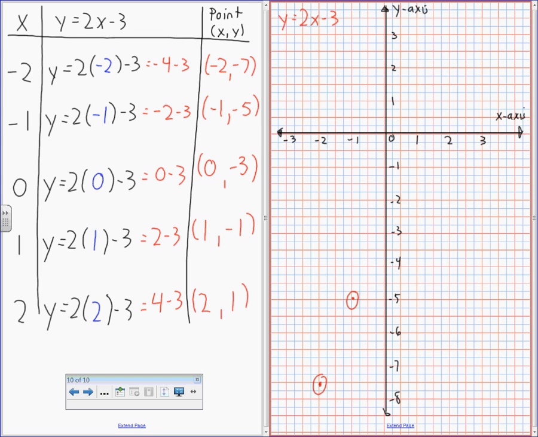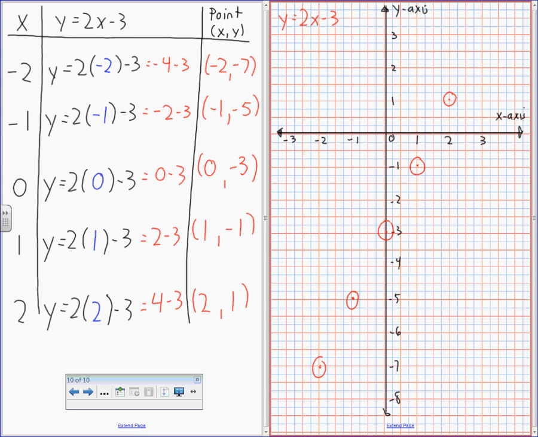Oh, that isn't -7, is it? Whoops. I know some people are starting to look at that. Here's that. Better? There we go. (0, -3) is there. (1, -1) is here. And (2, +1) is there.